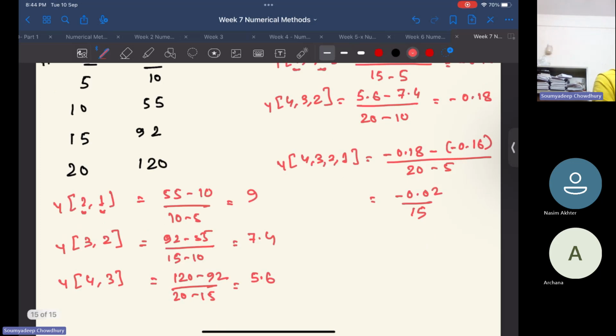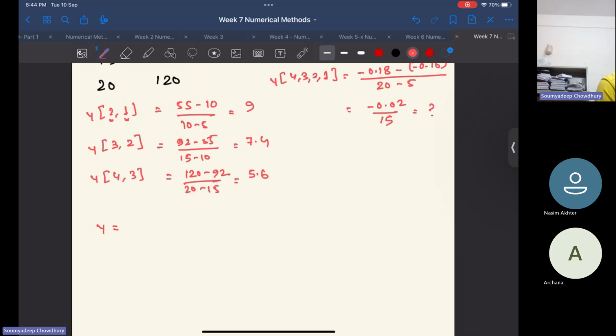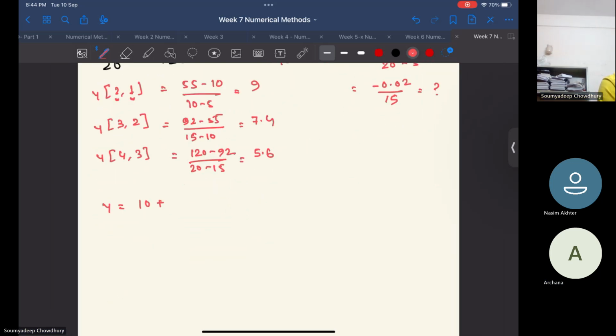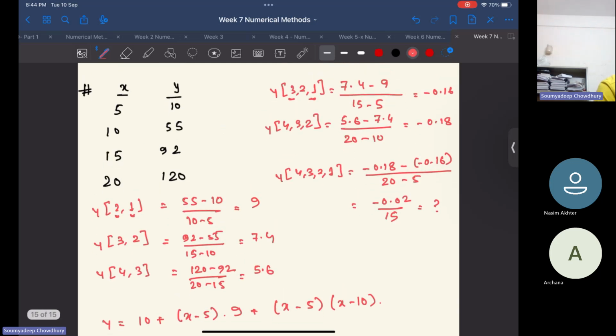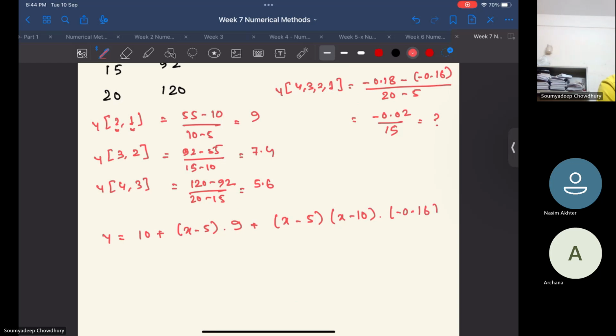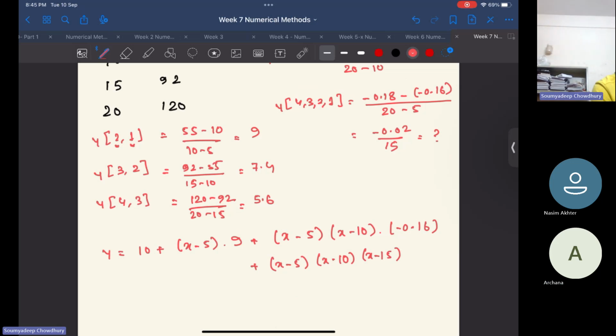So it will come to some value, you can calculate that. Now if we want to find the polynomial, y is y1, that is 10, plus x minus x1, right? So it is x minus 5 into y21 plus x minus 5 into x minus 10 into y321 plus x minus 5, x minus 10, x minus 15 into minus 0.02. So you can calculate the value of y from here.